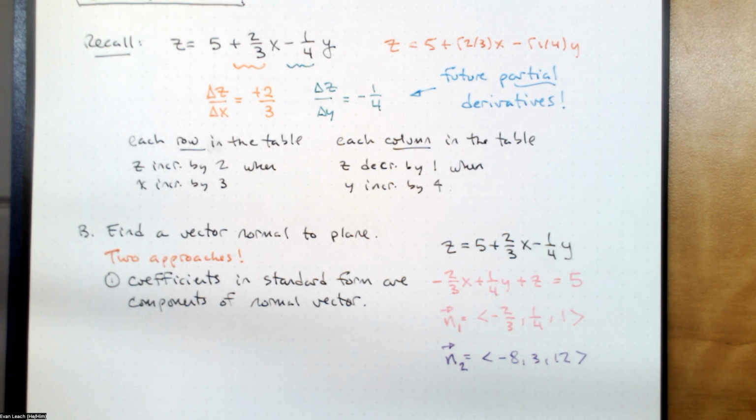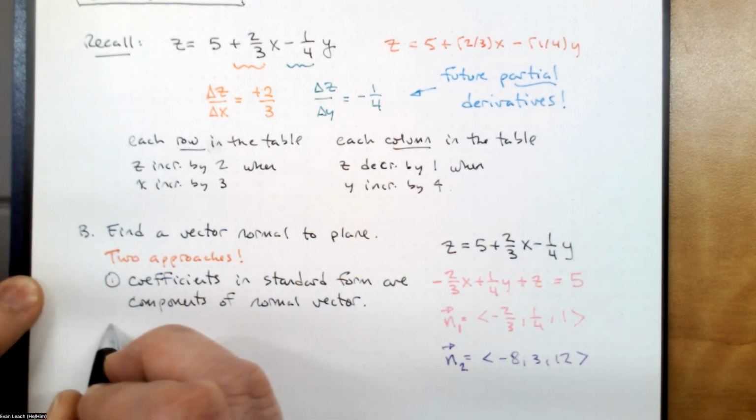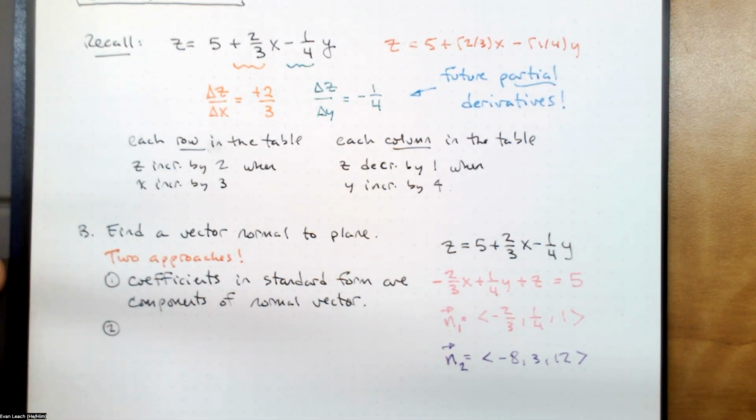Some of you knew that we could go after the coefficients in the standard form to get the components of a normal vector. This is going to take some more examination. We're going to have to see if this part is backwards compatible. The other thing that you could do, your other option, was to find the cross product of two vectors that are in the plane.